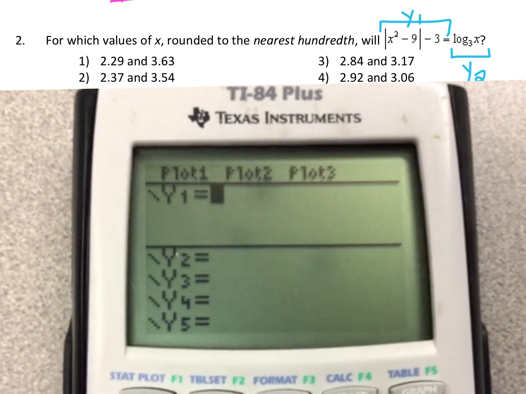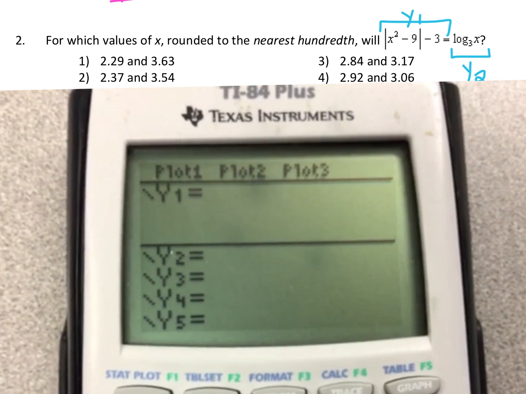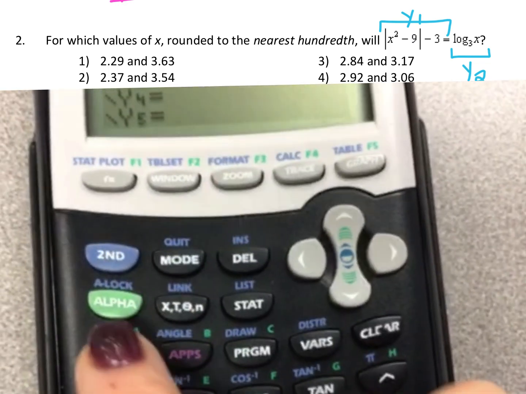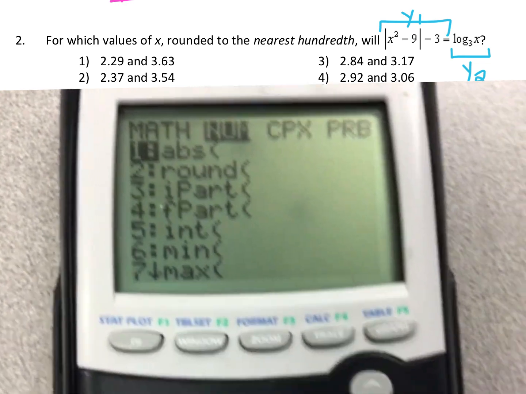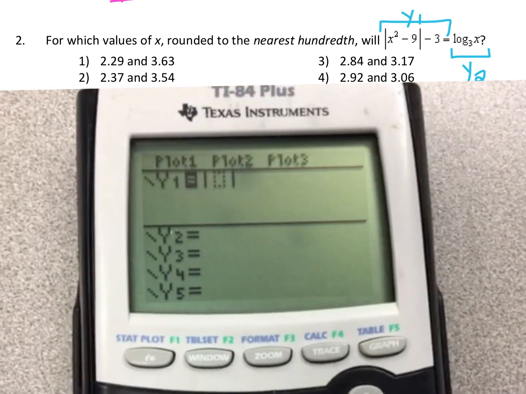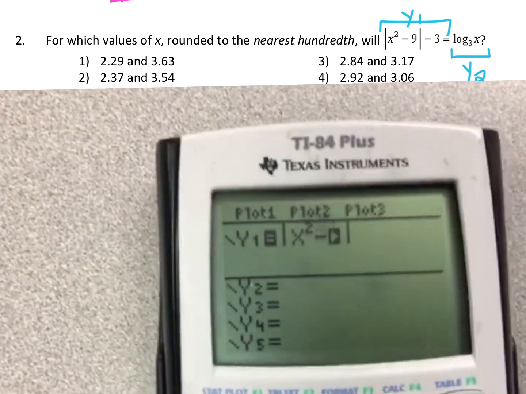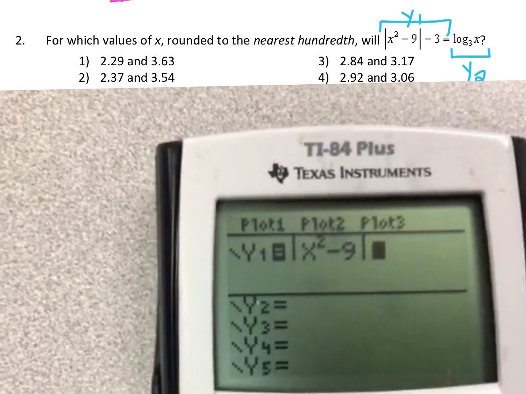Okay, so we first need to plug this left side of the equation into y1. Now, if you forget how to plug in the absolute value bars, what we do is we go to math, and we go over to NUM, and look at that, it's the first one, so you could hit enter on that. And then I'm just going to plug in x squared minus 9, and then I'm going to go outside the absolute value bars and plug in minus 3.